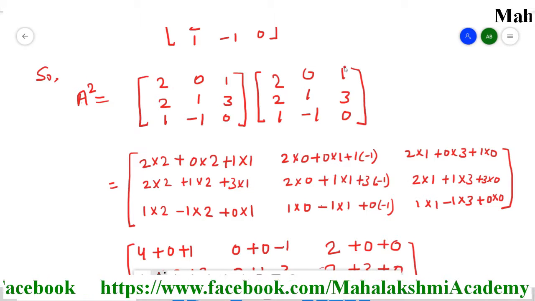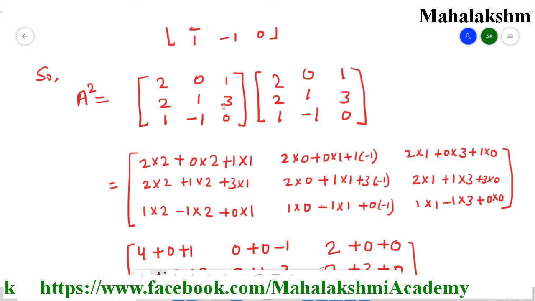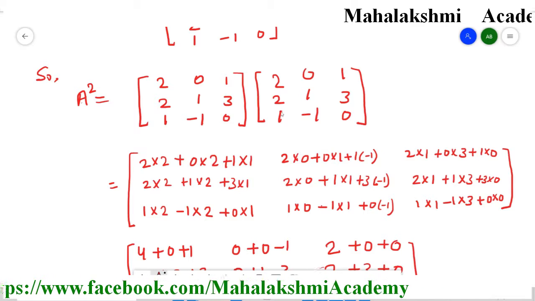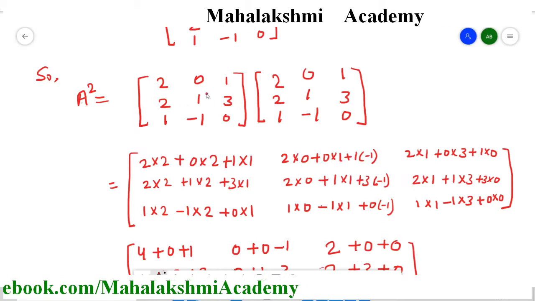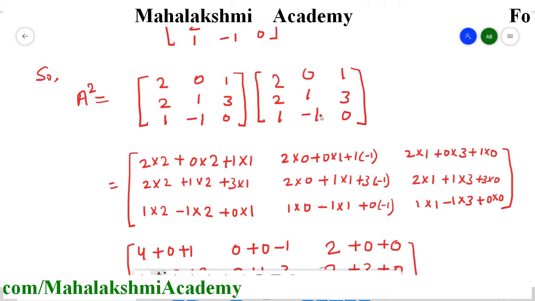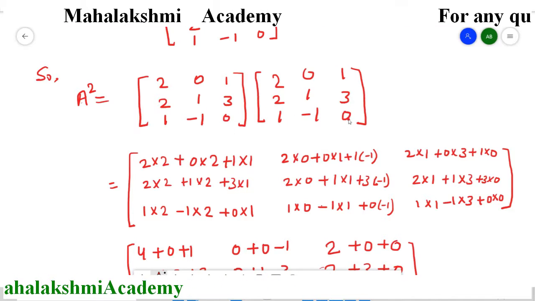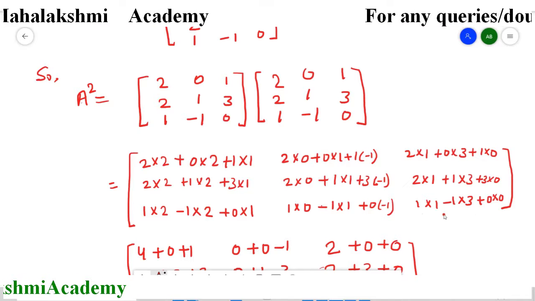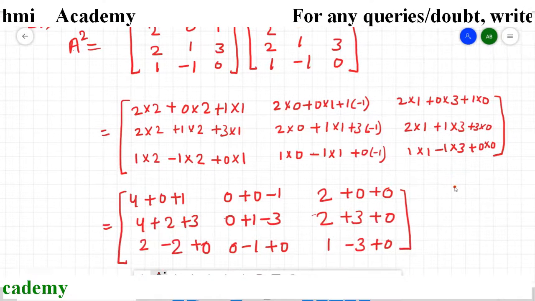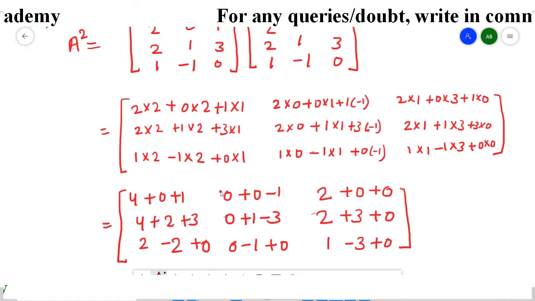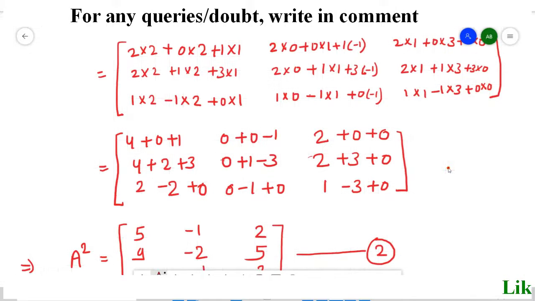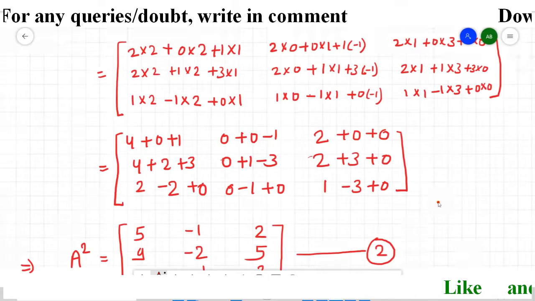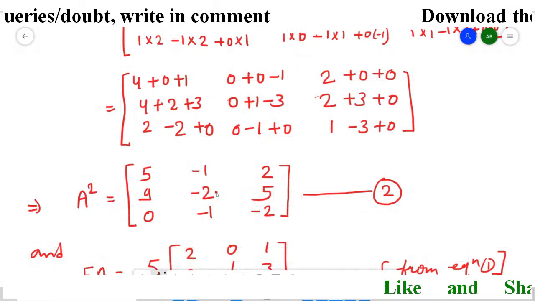In this, what you have to do is multiply the corresponding elements. First element by first, then minus 1 multiplied by 3, then 0 multiplied by 0, like this. First element by first, second element by second, and third element by third. Like this I got these products, and after that just add them, with the plus and minus signs. So I added them and obtained A square.